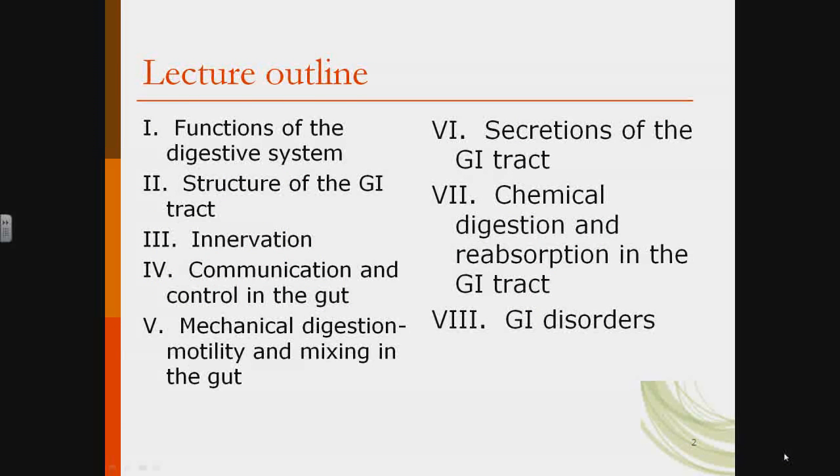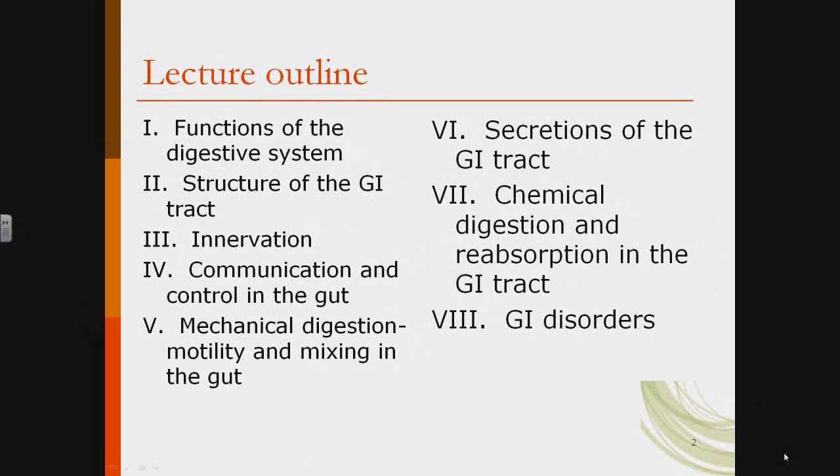We'll review the anatomy of the GI tract. I'll tell you about the innervation, which is fascinating. Then we'll talk about how there's communication and control throughout the gut, and a lot of this depends on what is physically contacting your gut, like what did you eat, because there's a lot of signals that are released based on what you eat. And then we'll discuss the kinds of mechanical digestion.